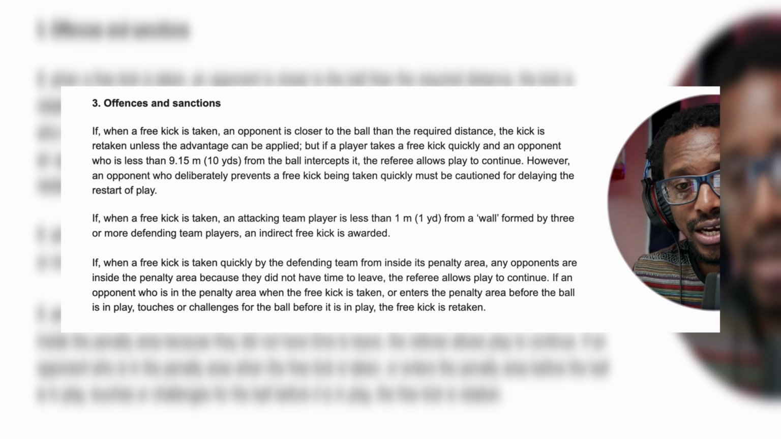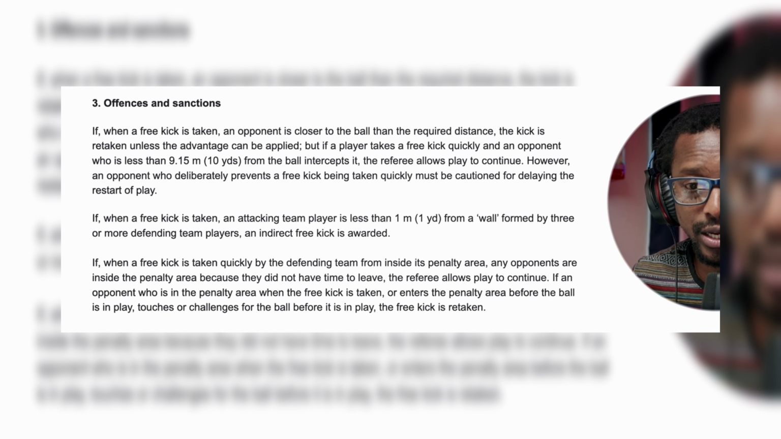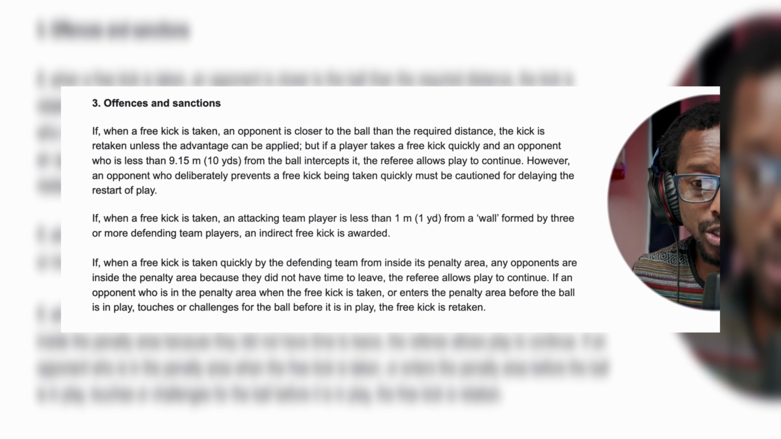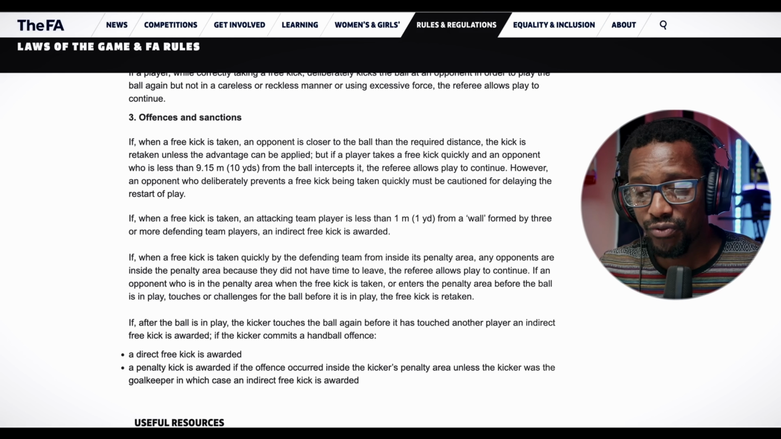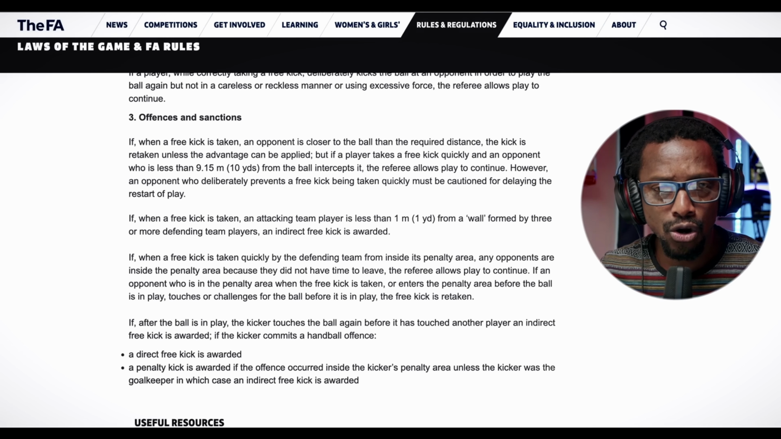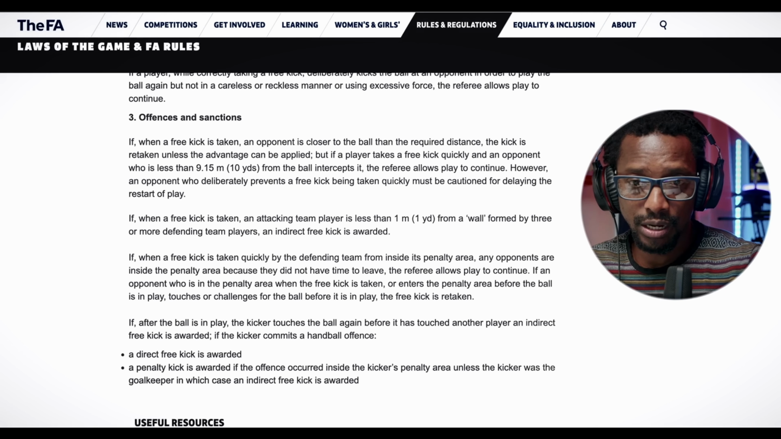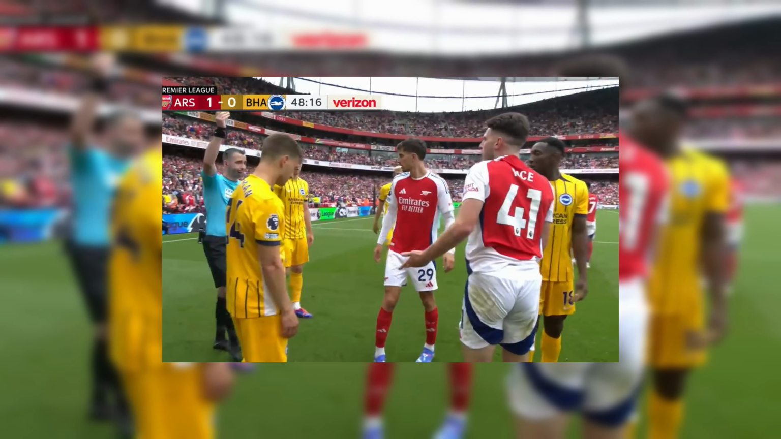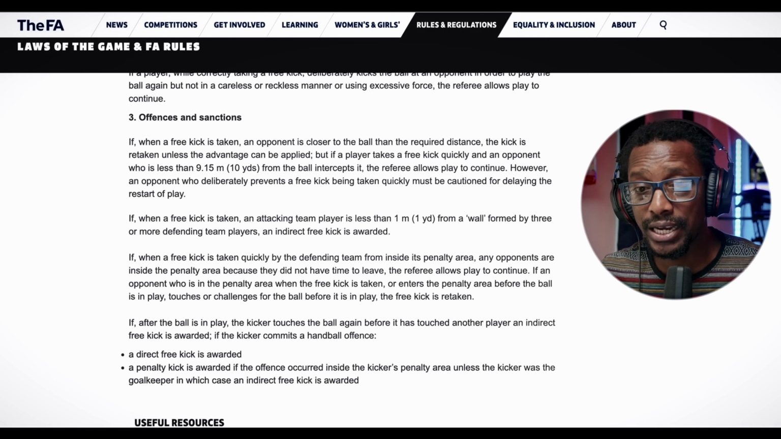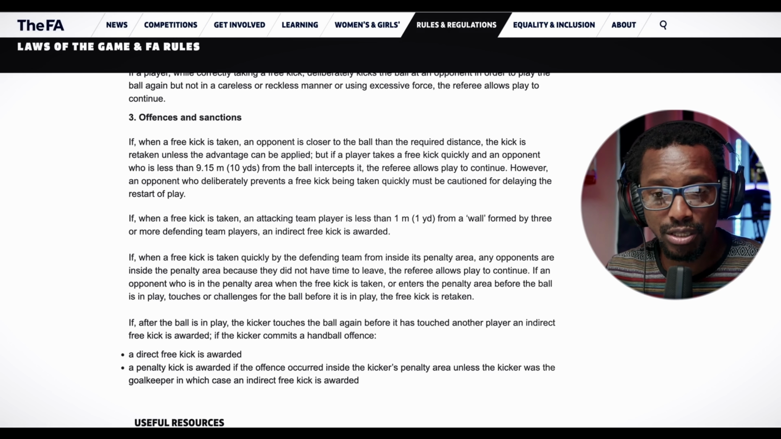However, an opponent who deliberately prevents a free kick being taken quickly must be cautioned for delaying the restart of play. Now, this is the part of the rule that the referee applied, the part where he says, oh, you delayed the restart. So he cautioned him with a second yellow card and gave him a red card. He applied that end part, but did not apply any of the other beginning parts. So this is what I wanted to drive at.